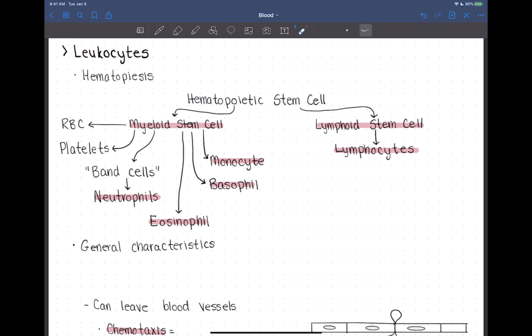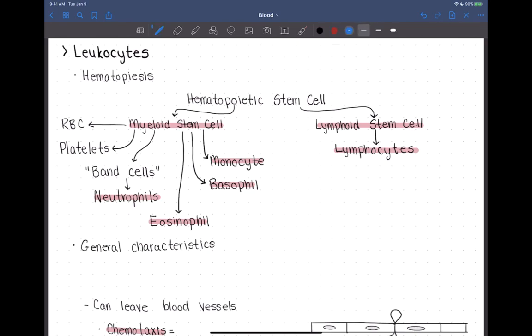So they can become, remember, reticulocytes, which are the precursor for red blood cells. They can become platelets, and they can become band cells, which are immature neutrophils. They're called band cells because their nucleus is straight and elongated, so it looks like a band. They can also become eosinophils, basophils, and monocytes. So just remember, lymphoid stem cell becomes lymphocytes, and everything else comes from a myeloid stem cell.